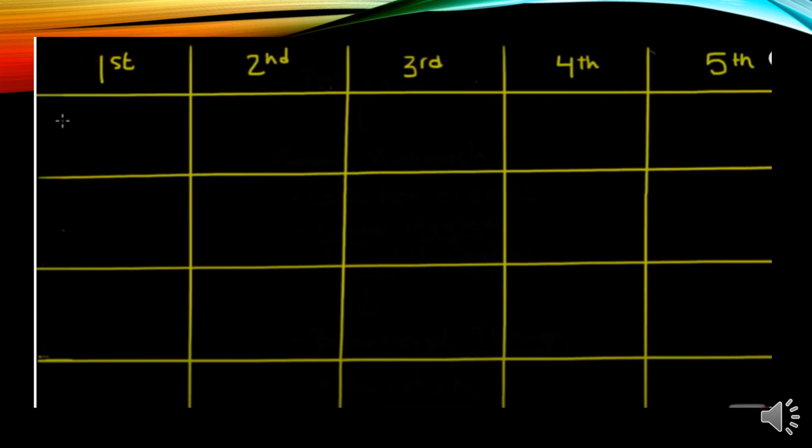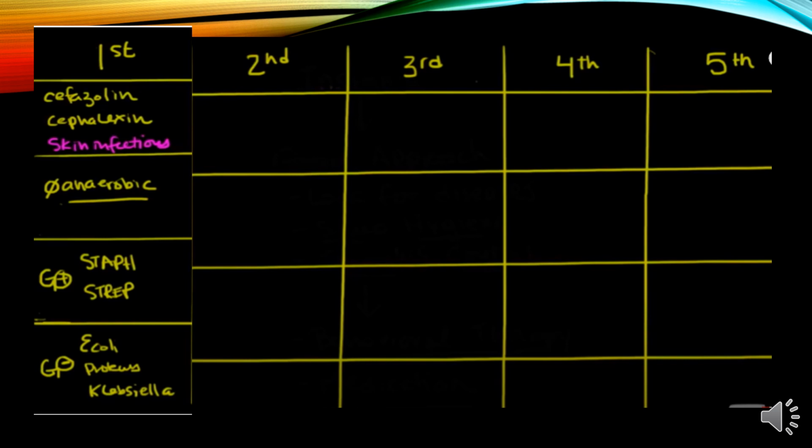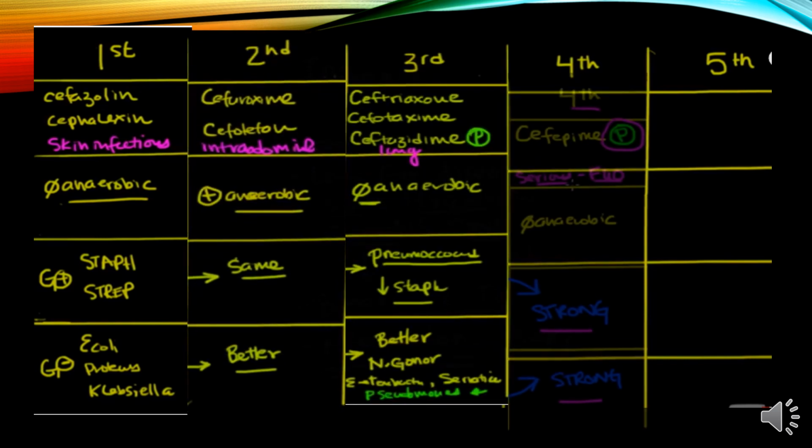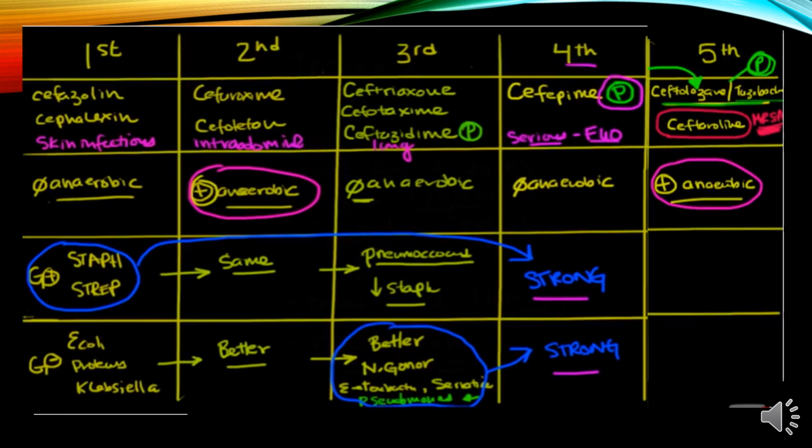So we have already done this slide, but let us revise the different generations and the spectrum. First, second, third, fourth, and fifth generation. So let us just have a quick review. First generation is covering more of the gram-positive organisms, whereas second generation has better coverage against gram-negative, as first generation was only effective against 3 gram-negative organisms: E. coli, Proteus, and Klebsiella.